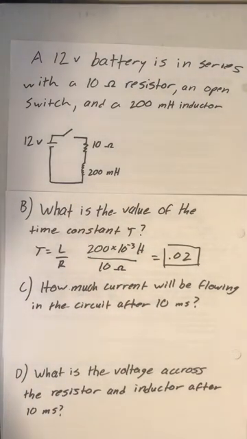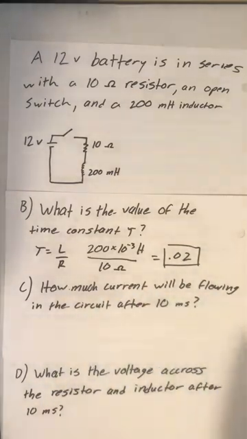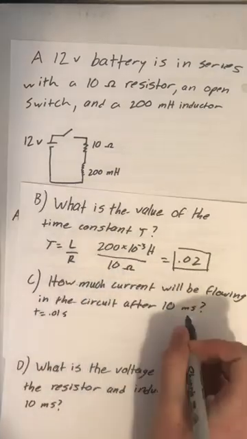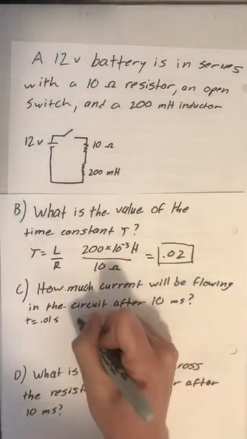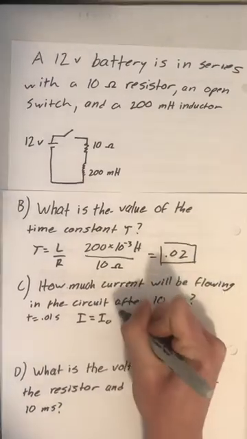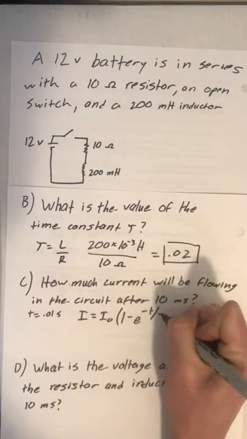So then we want to know how much current will be flowing in the circuit after 10 milliseconds. So this is where we need to worry about that curve of how the current increases. So we have t equals 0.01 seconds, which is 10 milliseconds. And then our equation is going to be I equals I naught times 1 minus e to the negative t over tau.